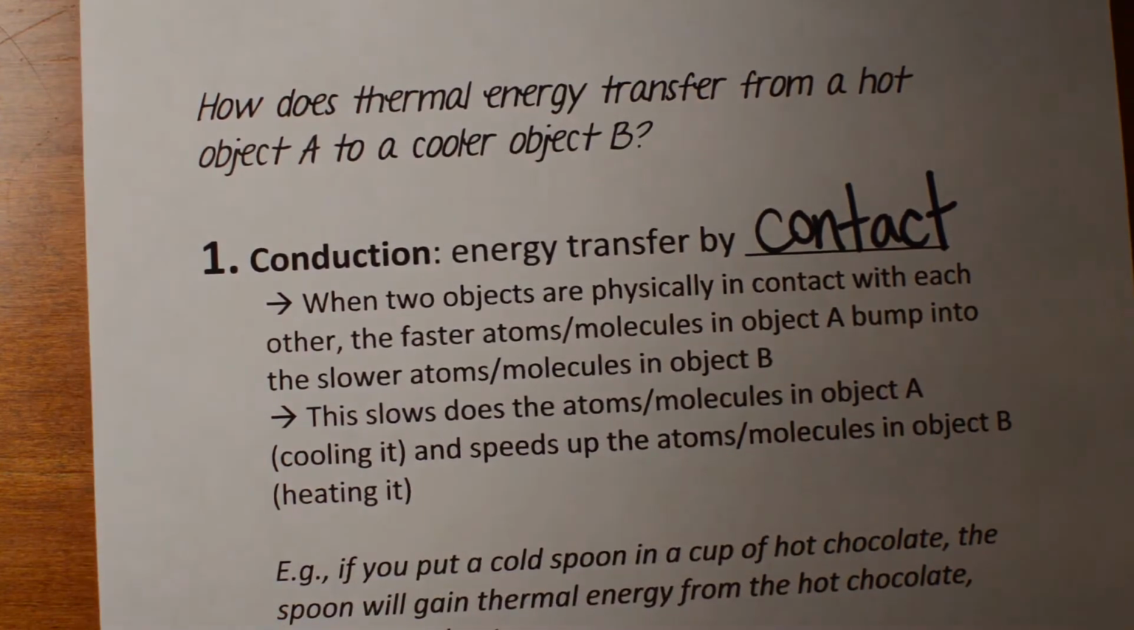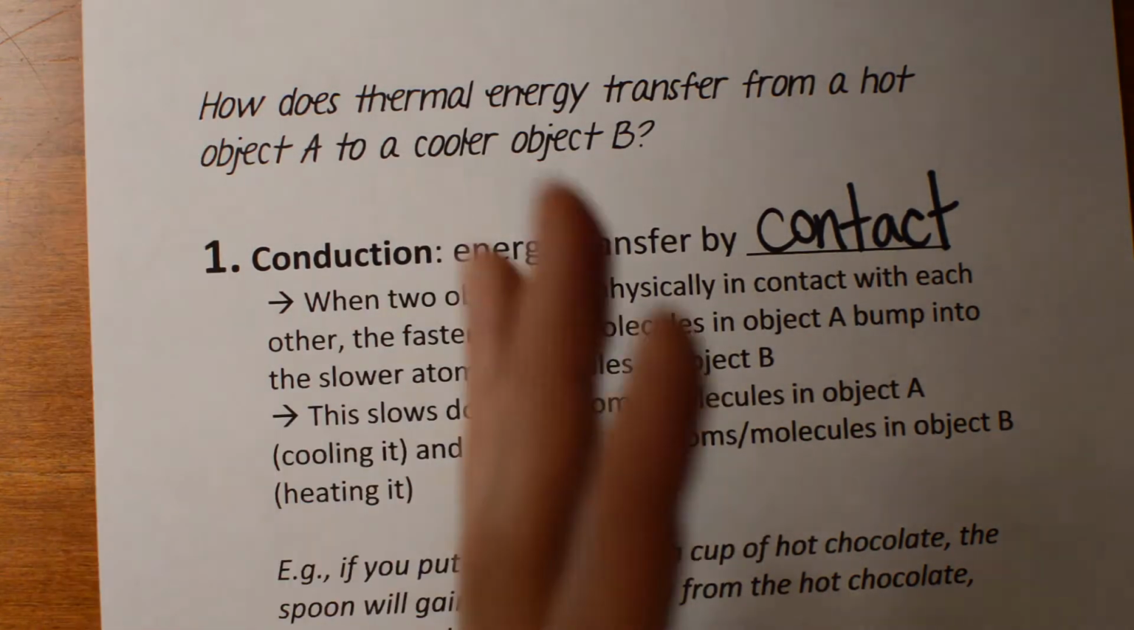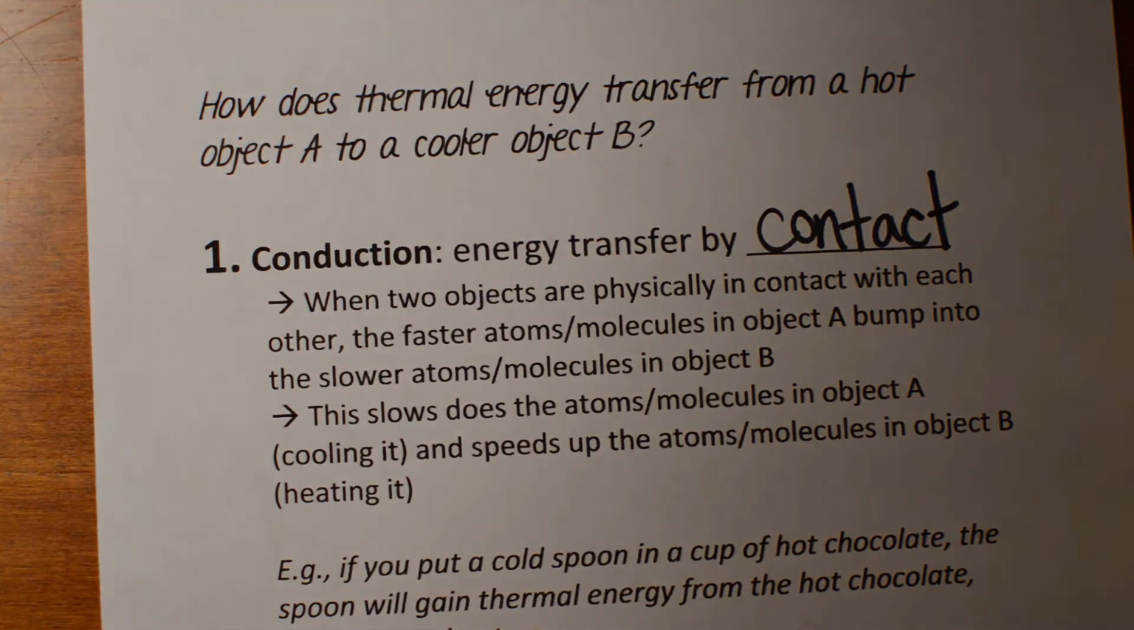So that's when you have two objects that are touching each other, then the atoms that are moving quickly in object A bump into the atoms that are moving a little slower in object B, or molecules, and then that slows down. The atoms in object A lose a little bit of energy, it cools down, speeds up the atoms and molecules in object B, that heats it up, and you have thermal energy transfer by conduction.